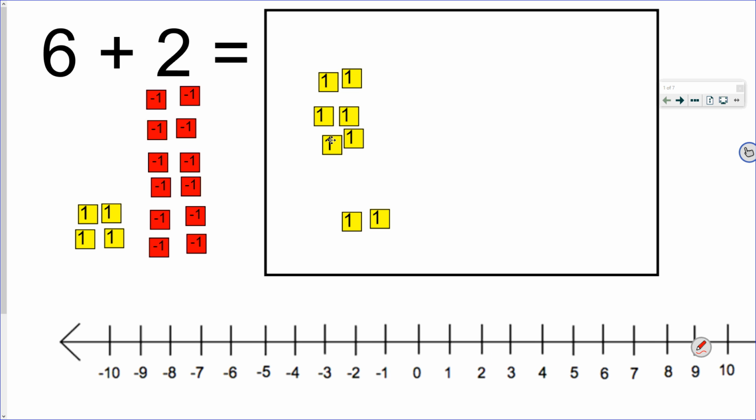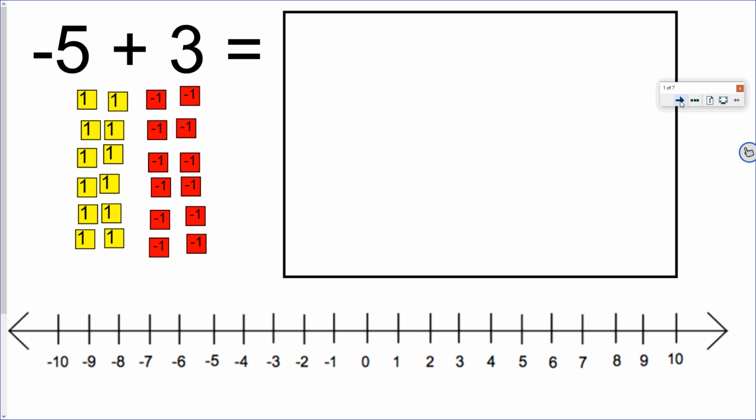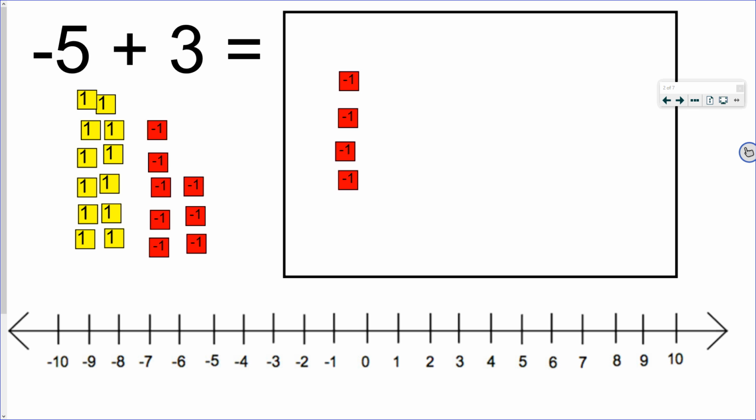Let's go to another one. Now we have a negative integer in our problem. Negative 5 plus positive 3. Now, same thing. We're going to take 5 negatives over: 1, 2, 3, 4, 5. We have all our negative integers.